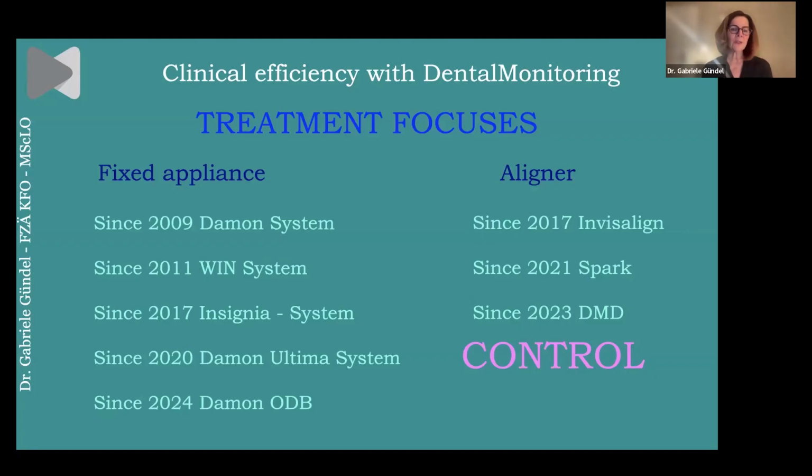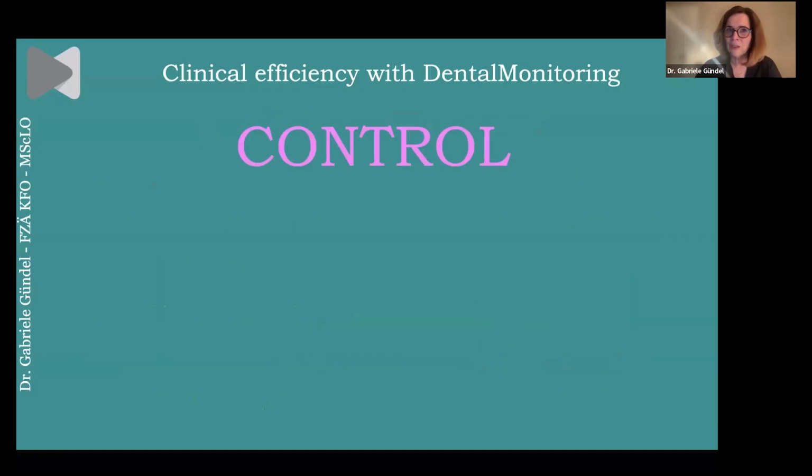I think orthodontists are more or less all a little bit control freaks, and control is what we have with the dental monitoring system also. And we have a very precise, a very efficient, and a weekly control of the appliances if we would like to have this. So this is how I would like to start my presentation, to convey the information that control is something we need in our treatment progress to be efficient and to have very good results.